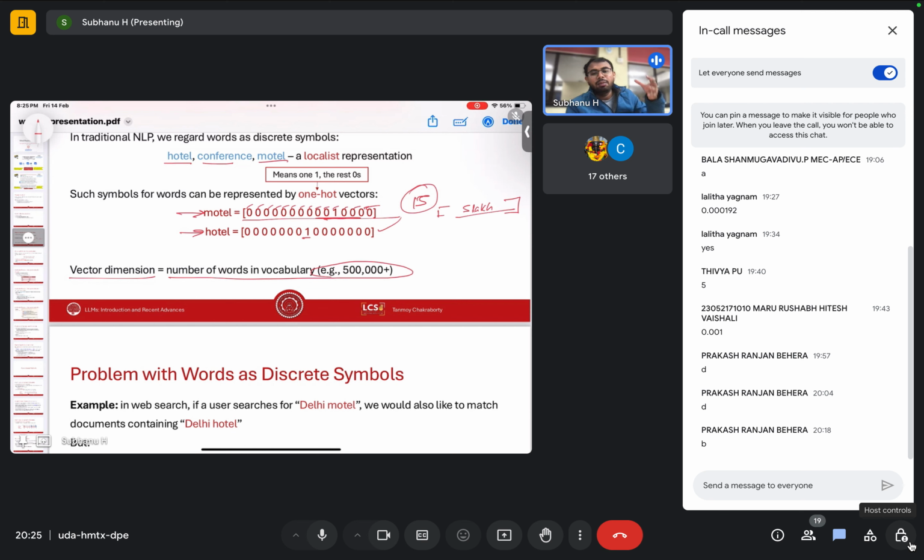You have RAM. What is the maximum RAM you have? You have maximum 32 GB or 64 GB RAM in your system. So you really can't load a 5 lakh cross 5 lakh matrix in that RAM.